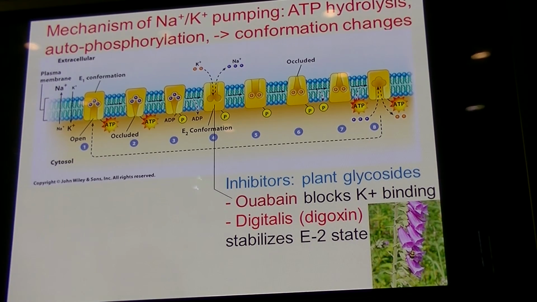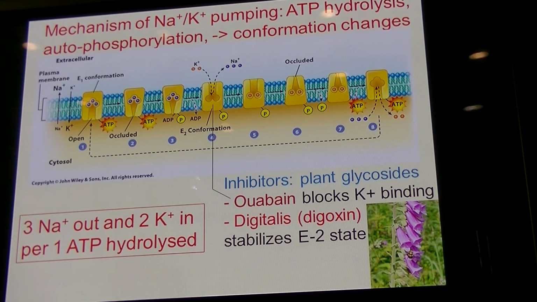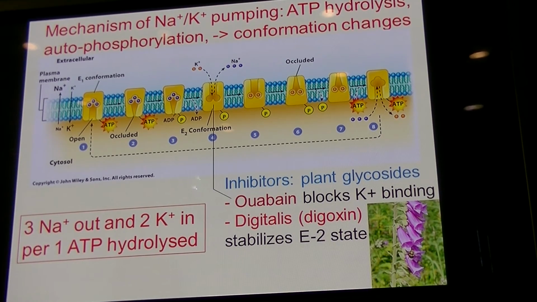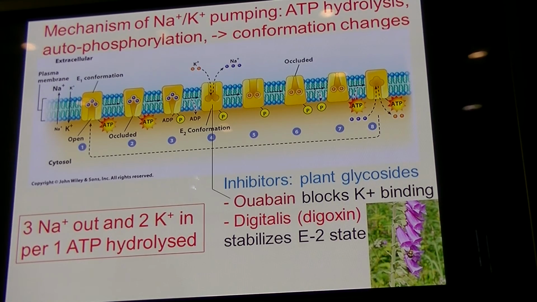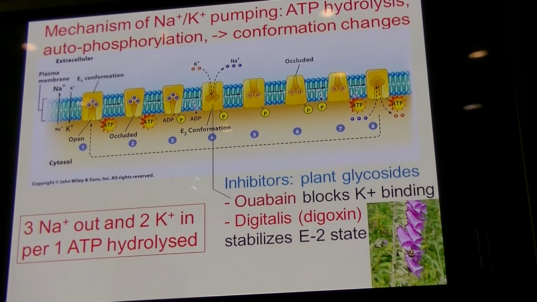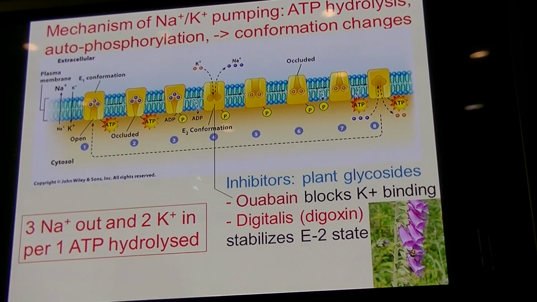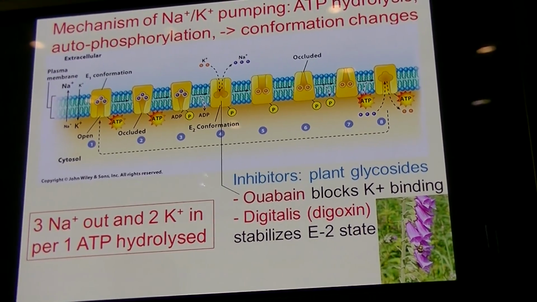So just to summarize this, there are 2 conformations, and what happens in a cycle of ATP binding and hydrolysis, for every 1 ATP that is hydrolyzed, there are 3 sodium removed from the cell, and in exchange 2 potassium are allowed to come back in. And I think you should know the numbers there. They are really important later. So 3 sodium are pumped out, 2 potassium pumped in for every ATP that's hydrolyzed.